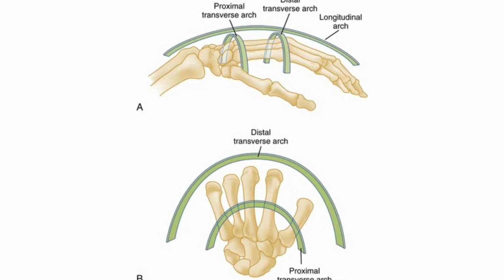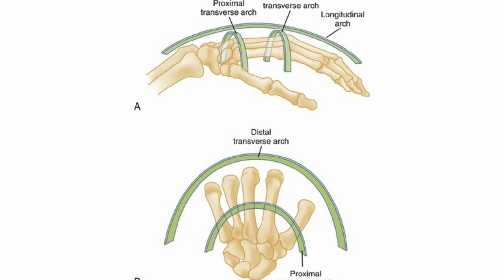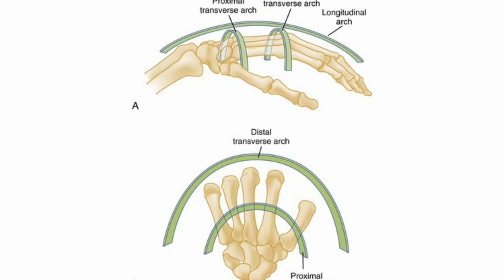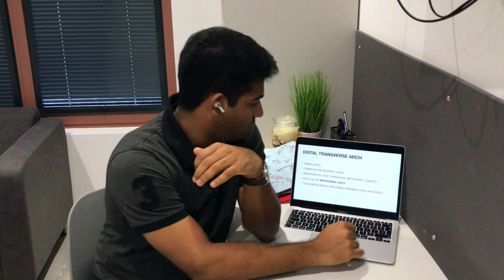Okay, and in the above diagram, diagram A, they have also illustrated the longitudinal arch, which we will see later. So this is a representation of a proximal transverse arch. And if you are asked to draw a diagram and explain all three of these arches in the same diagram, it can get you a good amount of marks, right?